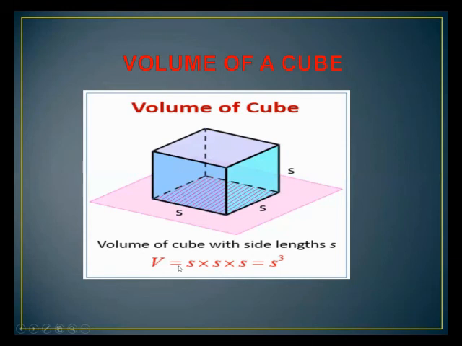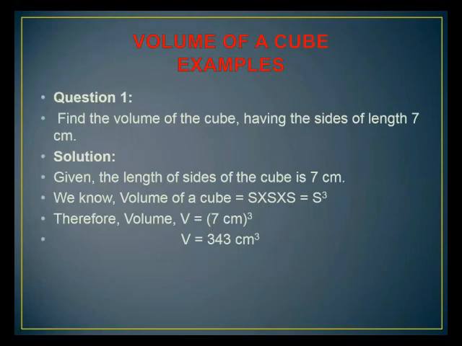Volume is the product of length, breadth, and height. When a rectangular region gets a height, it will become a cube. That's why we say that a cube is a three-dimensional object and a rectangle is two-dimensional. Okay, we will move toward the examples of volume of a cube.